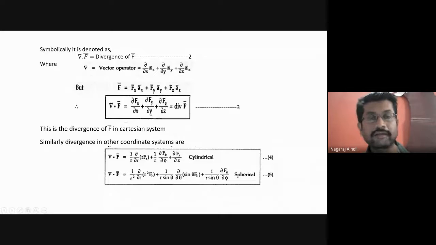Similarly, we can also write the formulas for the divergence in other coordinate systems. That is, del dot f bar is equal to 1 upon r dou by dou r of r fr plus 1 upon r dou f phi by dou phi plus dou fz by dou z in the cylindrical system, and in the spherical system it is del dot f bar is equal to 1 upon r square dou by dou r of r square fr plus 1 upon r sin theta dou by dou theta of sin theta f theta plus 1 upon r sin theta dou f phi by dou phi. You all have to memorize these formulas.